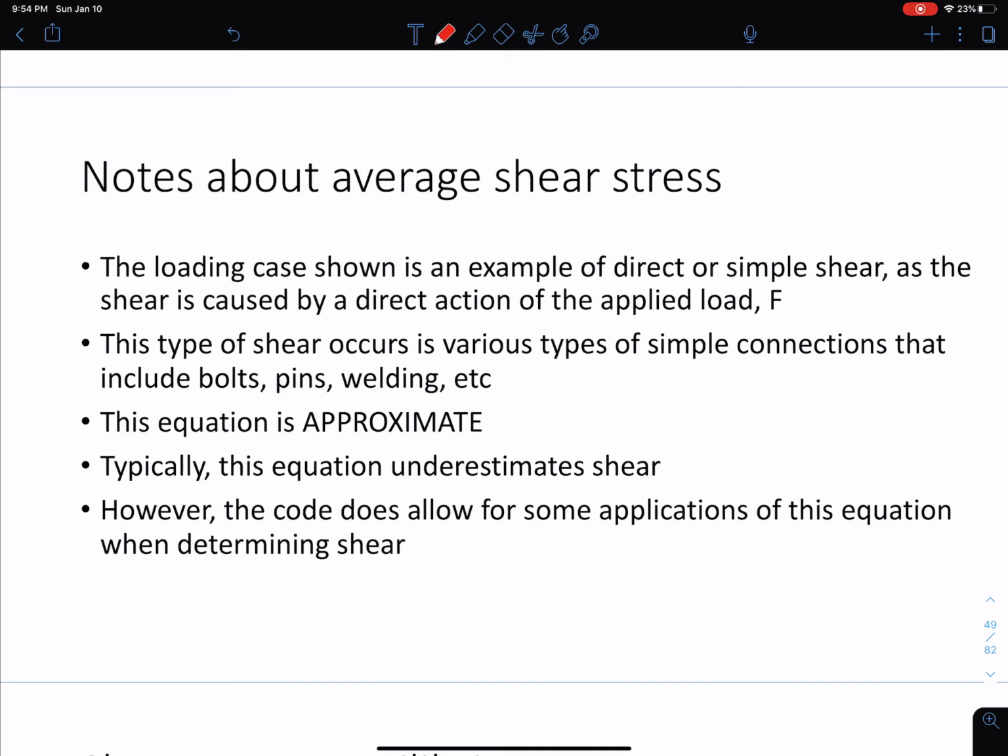And this equation is approximate, remember? This is not the actual mathematical, theoretical formulation for shear. This is an average approximate value over the entire cross-section. And typically, this equation underestimates our shear. But the reason why we still use it and we still talk about it in some applications is because most of the time, one, shear force doesn't govern, bending does. And you'll understand that concept a little bit more as we go through problems. And then the other reason is this estimate using tau average is only allowed in certain applications that the code says are okay. Okay.